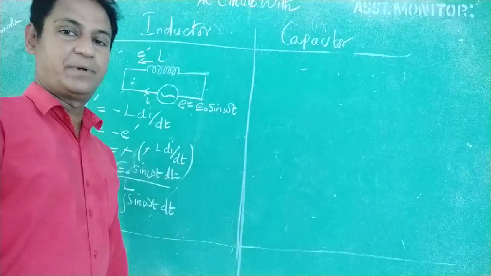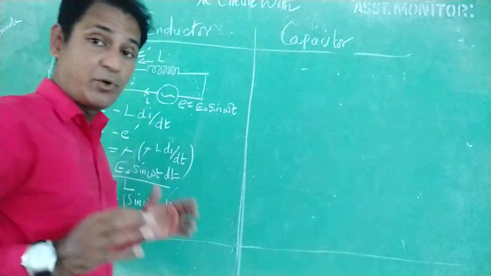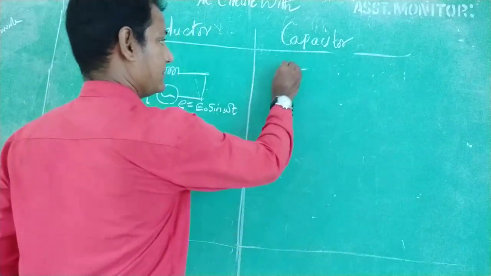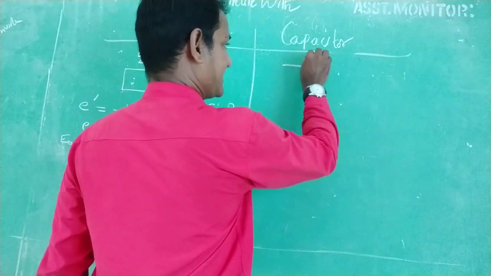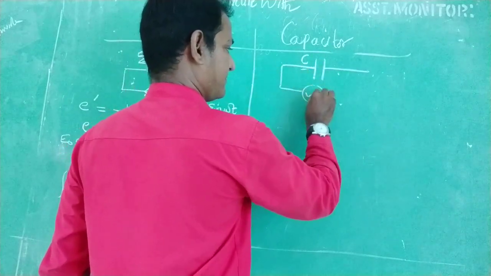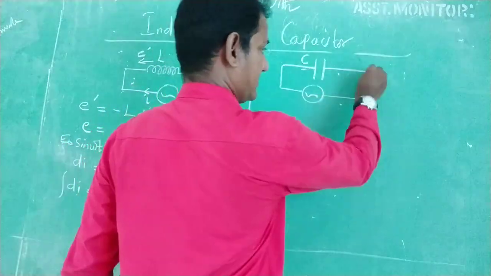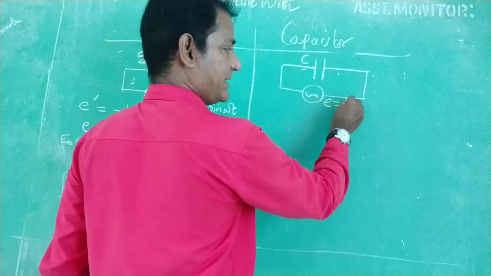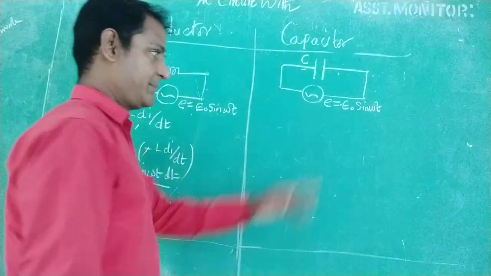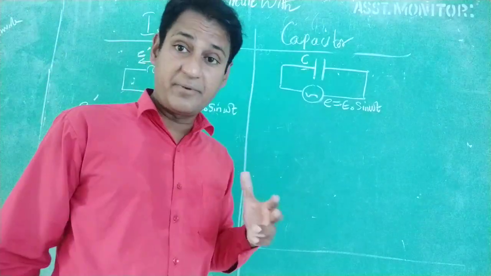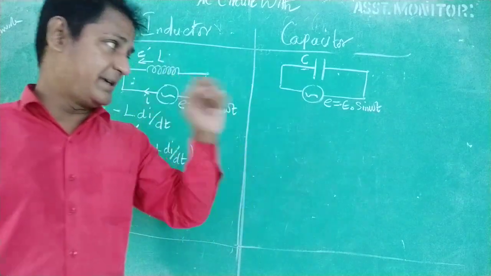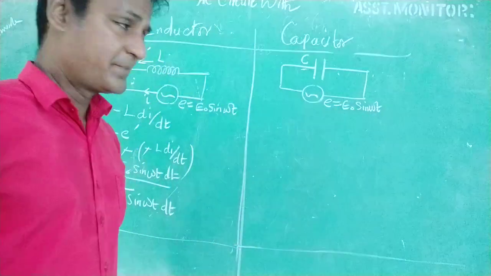Now, I am going to do it for the capacitor. So again I am going to connect a capacitor in series with the AC source. This is a capacitor whose capacitance is capital C, connected in series with an AC source. So the instantaneous EMF is given as small e is equal to E naught sine omega t, where capital E naught is the peak value of EMF or maximum value of EMF, right? And omega is the angular frequency, right?